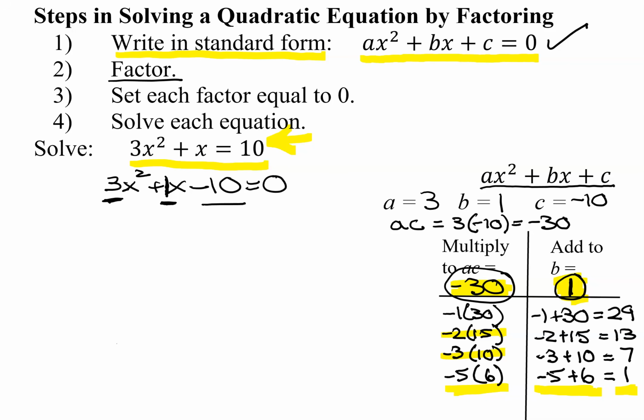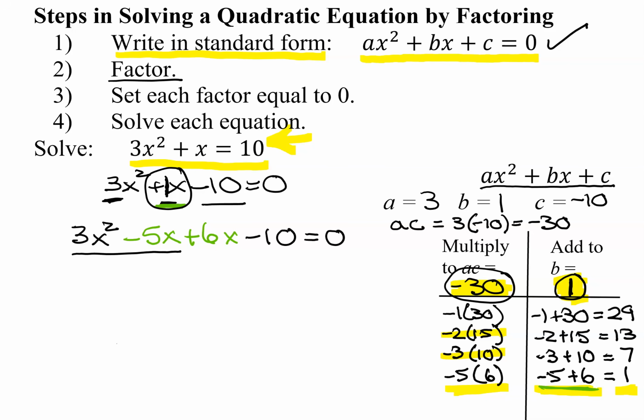So now these numbers here, they're not my factors, they're what I'm going to break this middle term down into. So rewriting the equation, I'm going to get 3x squared, and instead of plus 1x, I'm going to write minus 5x plus 6x minus 10 equals 0. So you can see all I did was rewrite this middle term as negative 5x plus 6x. The reason we do that is we want to factor by grouping.